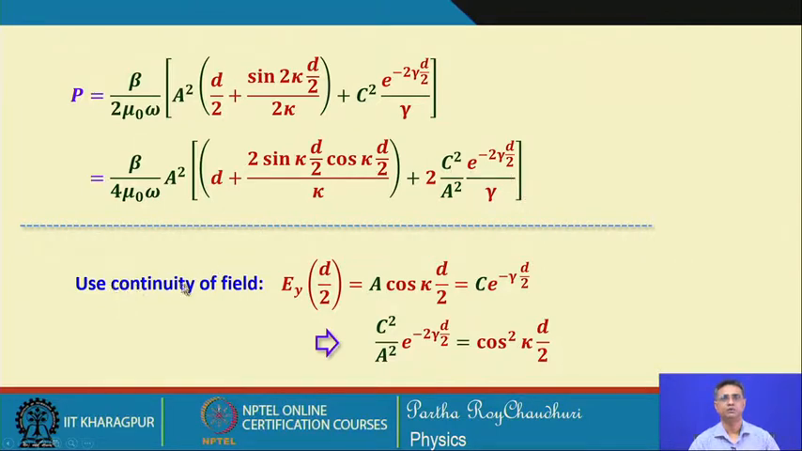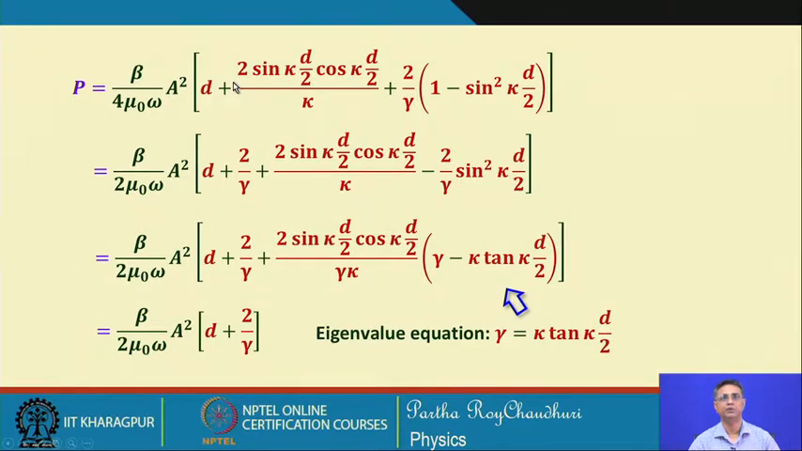Now, we will use the continuity of the field at d by 2. So, E y at d by 2 is equal to this, and for the cladding part, that is outside the core, at the interface actually we are matching this field. So, we can write these two are equal. So, from here we can write c square by a square times this will be equal to this. We have an intention to replace this c square by a square in terms of cosine kappa d by 2, and after doing that you can rewrite this equation in this form.